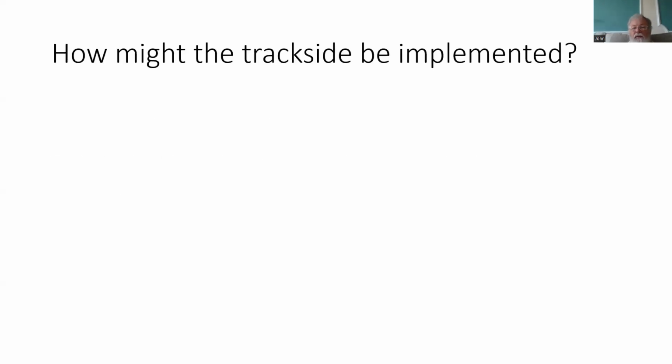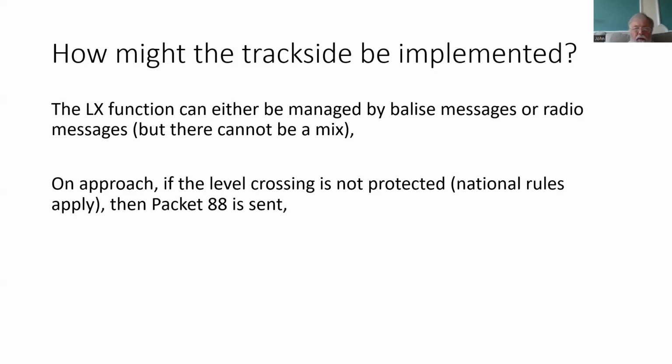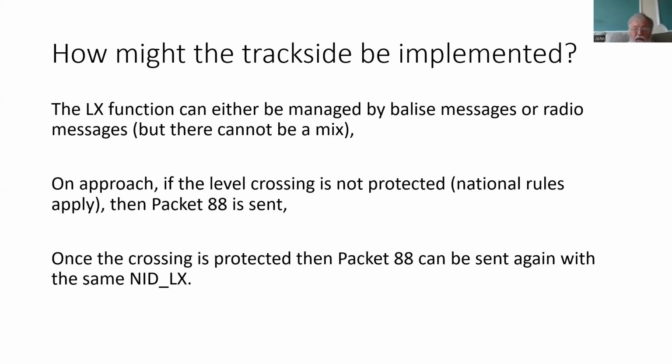So if we're going to implement this, how would we do it? Well, we can either use Balise messages or radio messages from the RBC, but remember we cannot mix them. On approach, if the level crossing is not protected, for whatever the national rules define, then we'd send the packet 88. And if we can detect that the level crossing is subsequently protected, then we could send packet 88 again, using the same NID_LX.